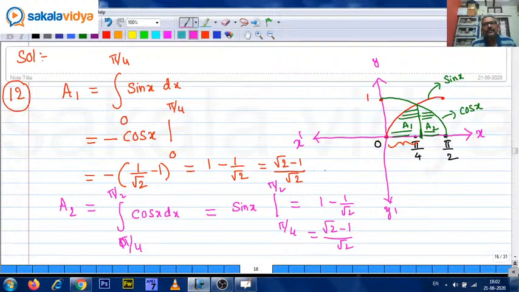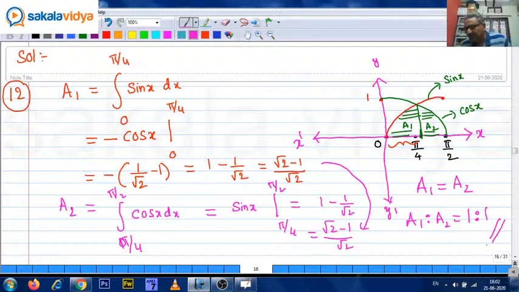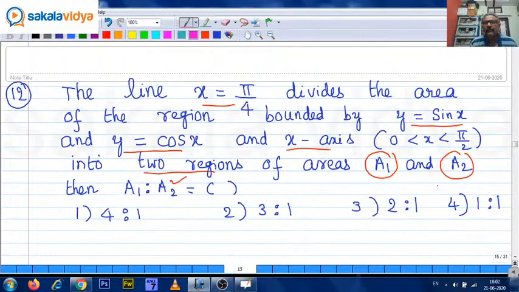What do you observe from these two? Here A1 equals A2. Now A1 is to A2 is 1 is to 1. This is the answer. So that means the fourth option is the right option.